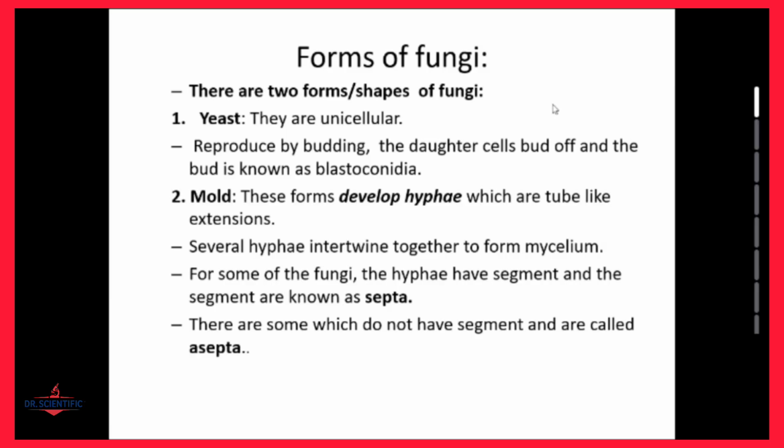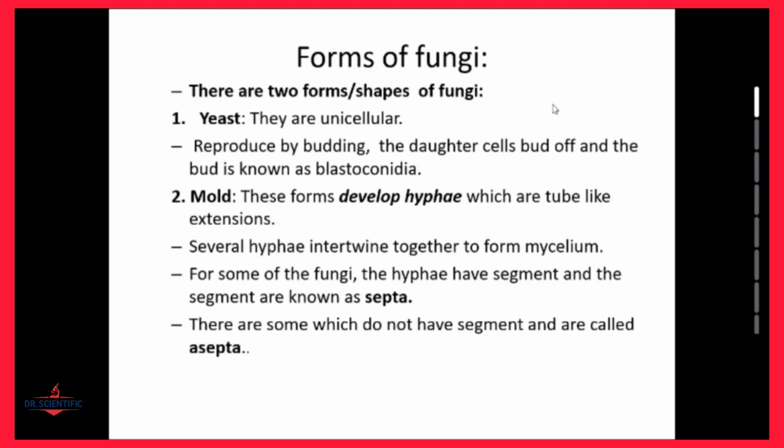Again, there are two major forms or shapes of fungi. One, we call them yeasts. These are unicellular, simply meaning they occur singly. Therefore, you cannot easily see them; they are a minute subset of the fungi. These yeasts normally reproduce by budding, and after the budding, the daughter cells bud off, and the bud is known as blastoconidia.